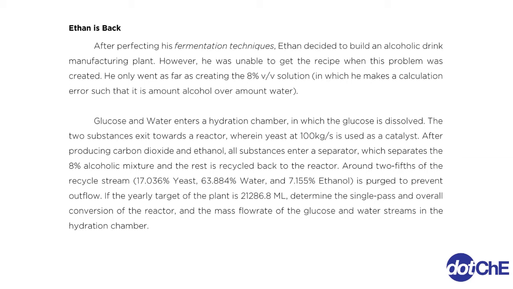After producing carbon dioxide and ethanol, all substances enter a separator, which separates the 8% alcoholic mixture, and the rest is recycled back to the reactor. Around 2/5 of the recycled stream, which consists of 17.036% yeast, 63.884% water, and 7.155% ethanol, is purged to prevent outflow. If the yearly target of the plant is 21,286.8 megaliters, determine the single pass and overall conversion of the reactor and the mass flow rate of the glucose and water streams in the hydration chamber.